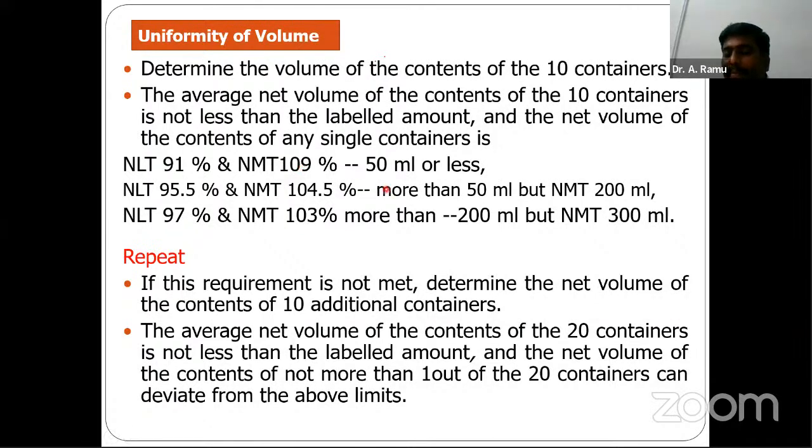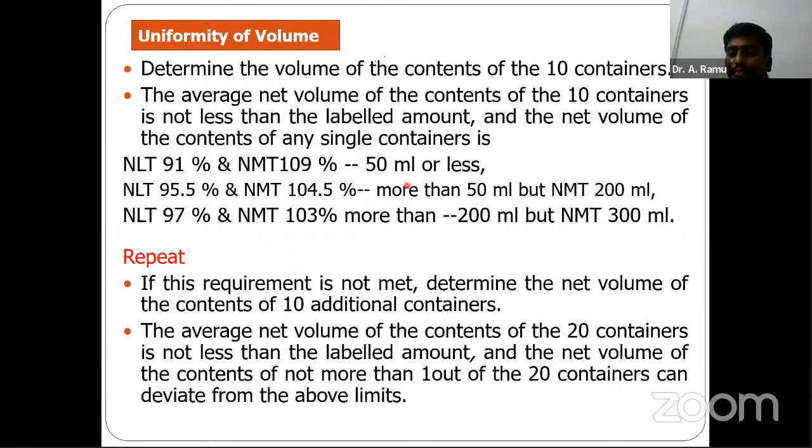If the volume of the preparation in the container is more than 50 ml but less than 200 ml, the percentage deviation acceptable is plus or minus 4.5%. That is, the net volume of contents of any single container should not be less than 95.5% and it should not be greater than 104.5%.